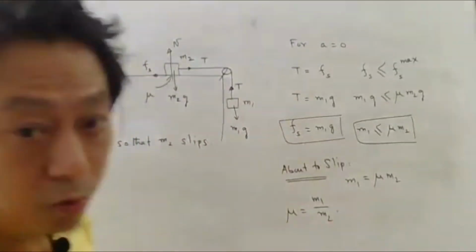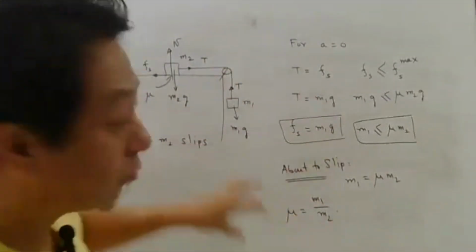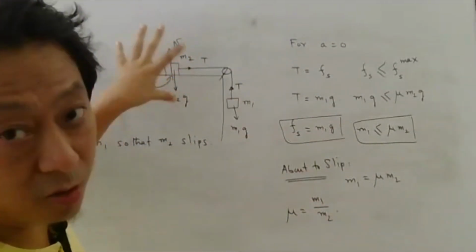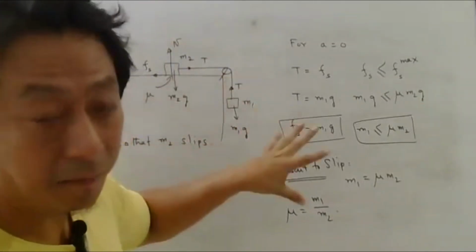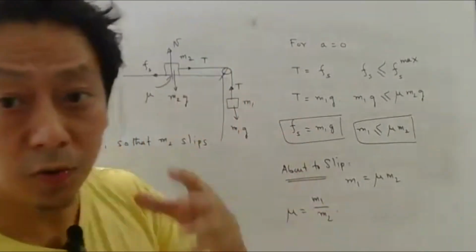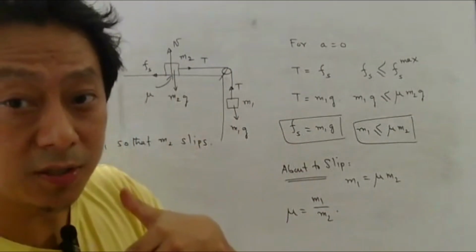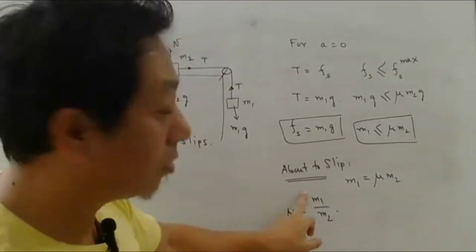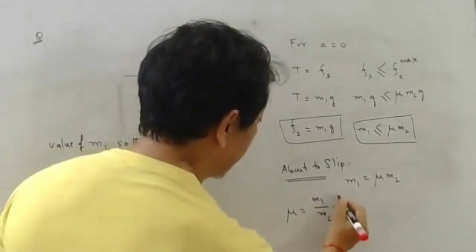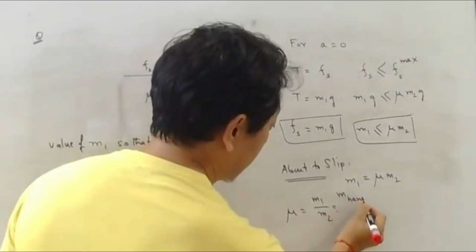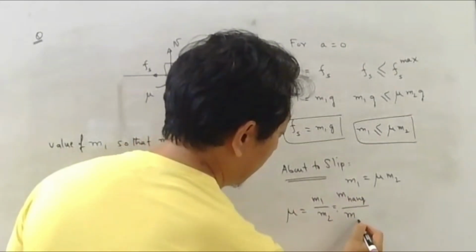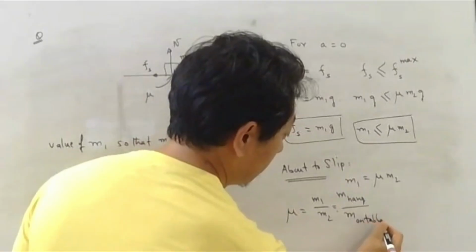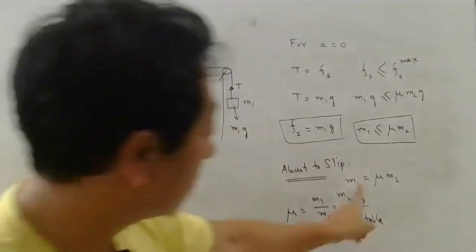So how I want you to remember this problem is, whenever you see some mass on the table and some mass hanging, this result is very useful for the critical point when the bodies are about to accelerate. So that time mu will be equal to mass hanging divided by mass on the table. So this ratio, try to remember.